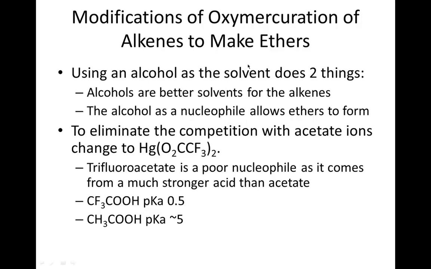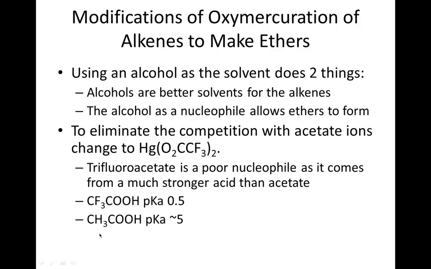So one of the things we're going to do is we're going to make an alcohol be the solvent, and it's going to be a better solvent for the alkene, and also it's going to play the role of nucleophile that the water was doing in the previous reaction. And when we do that, then we'll make an ether. And the other thing that we're going to do to help make sure that we don't have any acetate competing with that alcohol for the carbocation is we're going to use trifluoroacetate groups on the mercury instead.